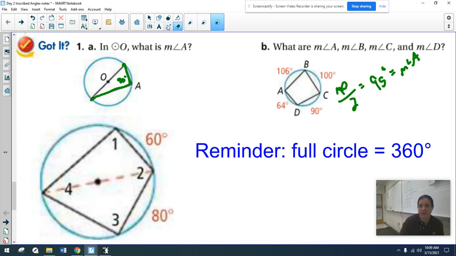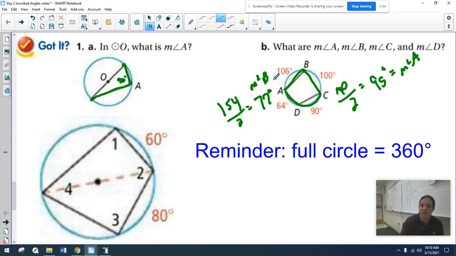So that's kind of similar to what you're going to be doing for the rest of these in this problem. If you're looking for B, B is right here, so you're going to add 64 and 90, which is going to give you 154. Cut it in half to get your inscribed angle. So that is going to give you 77. Yes, 77 degrees for the measure of angle B. Okay, similarly with C, you would do the 106 and the 64, cut it in half. And then D, you would do the 106 and the 100 and cut it in half.